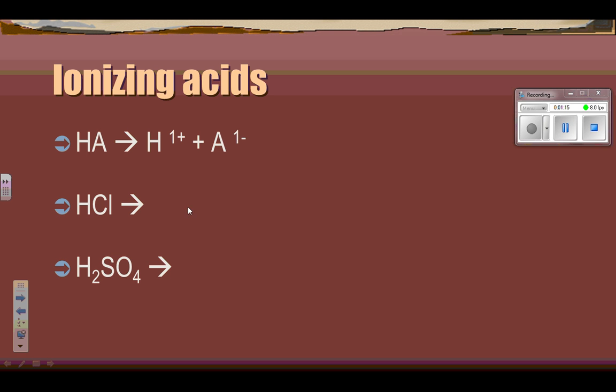All right, so if we put HCl in water, what are we going to get? It's going to come apart into a hydrogen ion and a chloride ion. All right, so what happens if we have H2SO4? I'm going to pause for a second. You should hit pause and think about what's going to happen there, and then we'll talk about it.